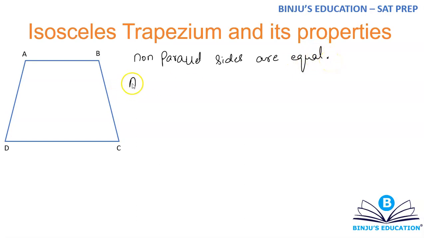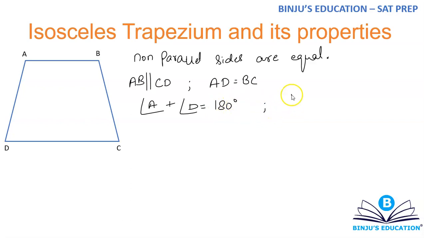So apart from AB parallel to CD, you also have AD equals to BC. Now a lot of things change because AD is equal to BC. Let's try and understand them one by one. It will still be there that angle A plus angle D will be equal to 180, because angles on the same side of parallel lines add up to 180, and similarly angle B plus angle C will also be equal to 180.